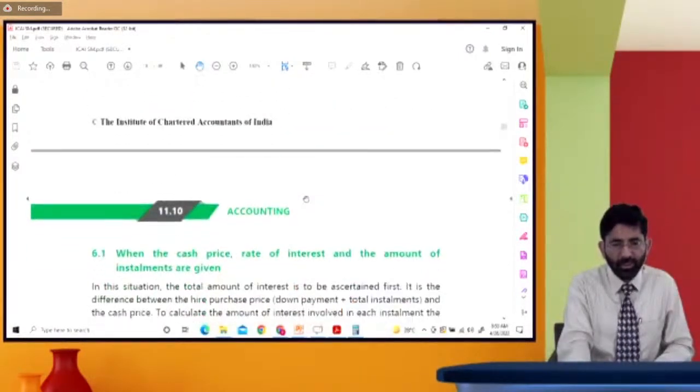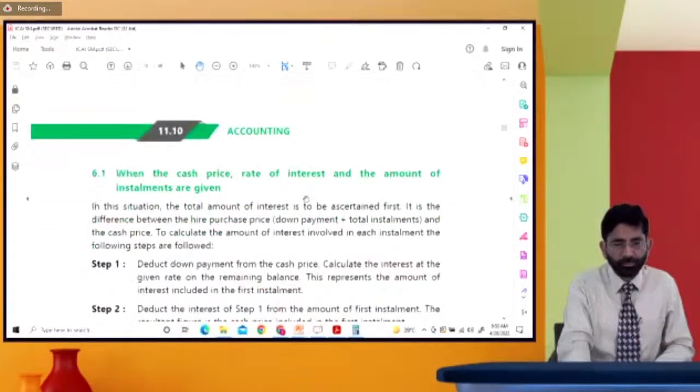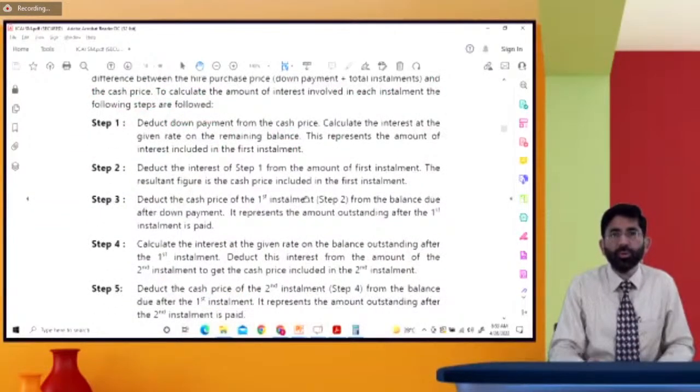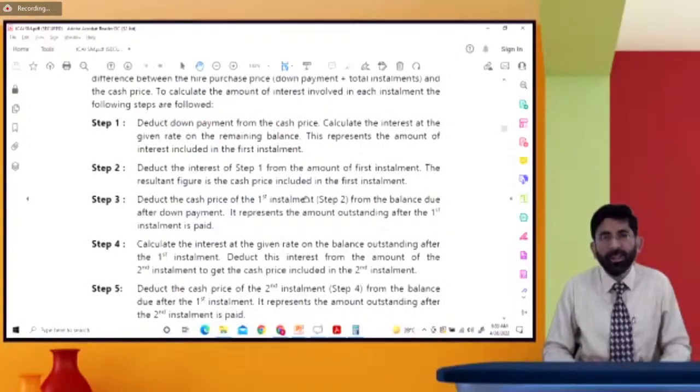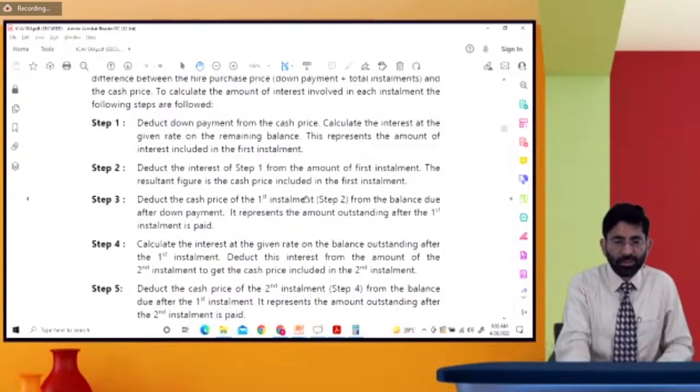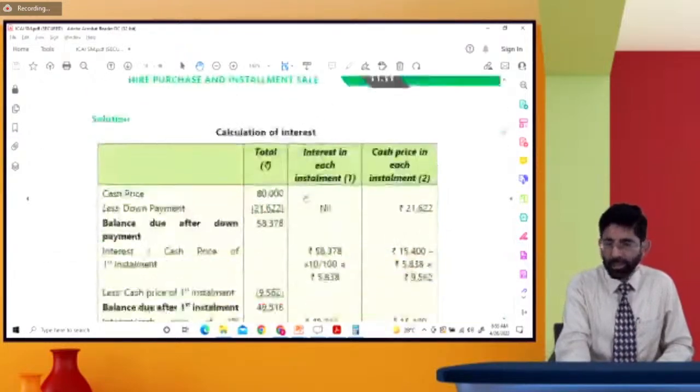So these are the methods which you have to do. Out of these, we may get 1 or 2 questions in your exam, and I have already sent some questions to you, which you may do as practice questions. Now let's come to illustration number 9.